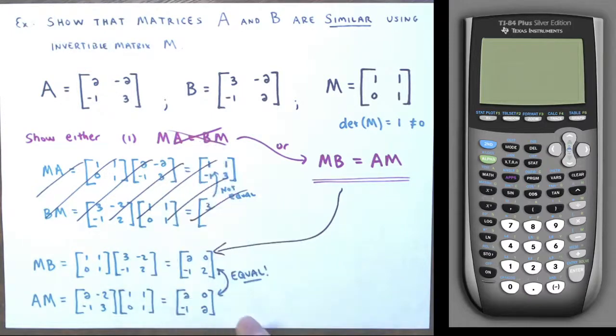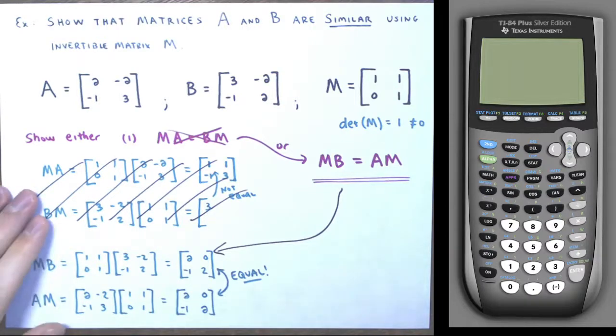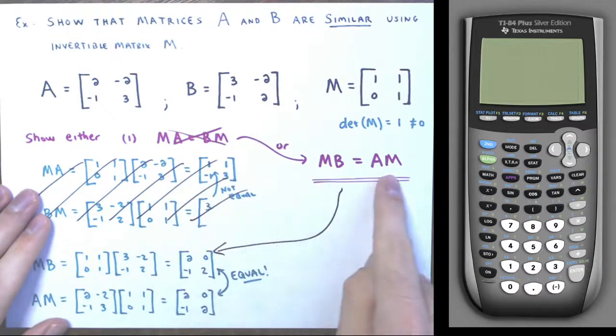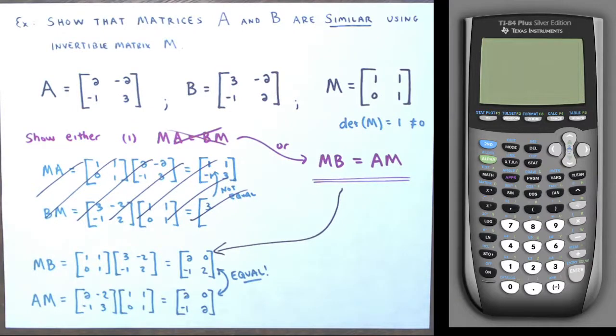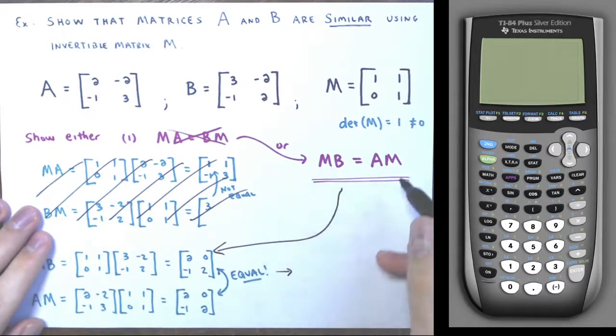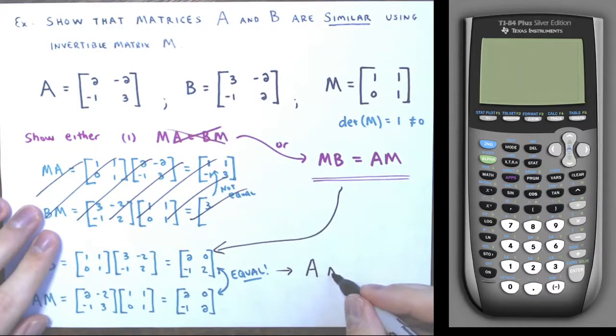In the other order it didn't. But if it works in one of these orders, you do have similar matrices. If you can find an invertible matrix M such that this is a true statement or this is a true statement, where you multiply one matrix on the left by M and the other matrix on the right by M and get the same result, then the matrices are similar. Since MB is equal to AM here for this invertible matrix M, we can say that A and B are similar.